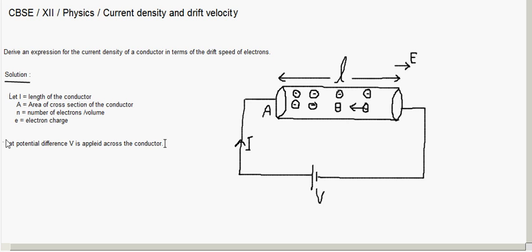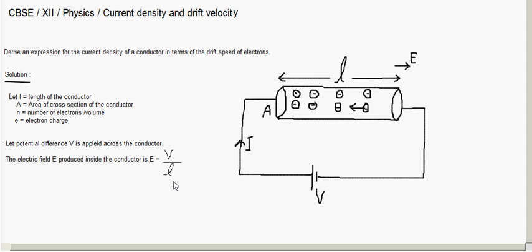The electric field E produced inside the conductor is given by E equal to V divided by L.